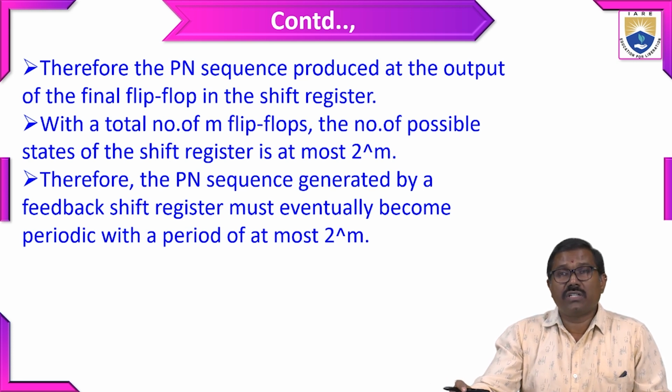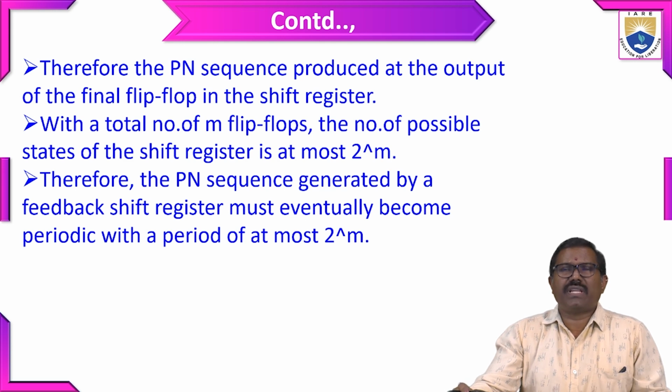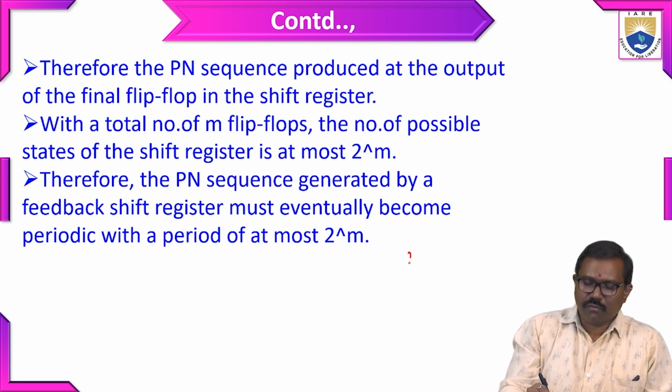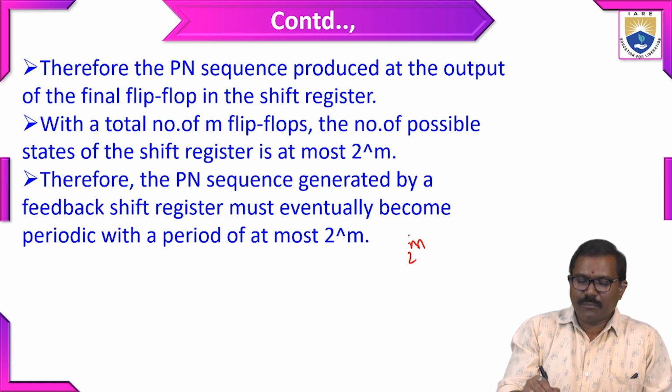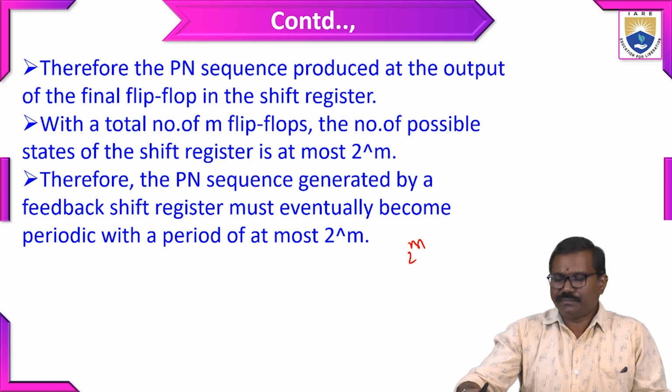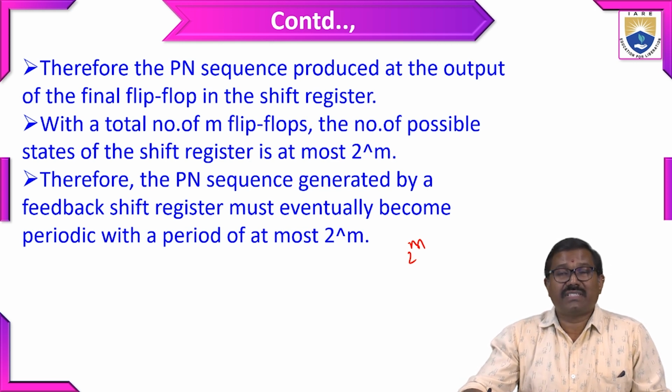Here we are using M flip-flops, so the number of possible states of the shift register is at most 2 to the power of M. Therefore, the PN sequence generated by a feedback shift register must eventually become periodic with a period of at most 2 to the power of M, where M is the number of flip-flops used in this circuit. So this is the pseudo noise sequence generation.